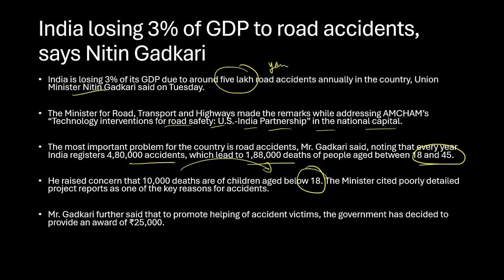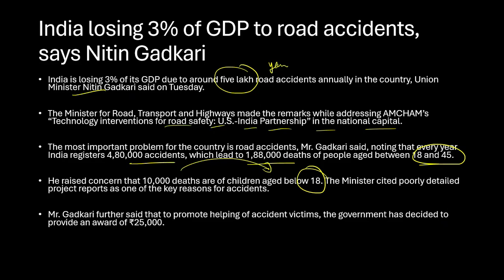Okay, the minister cited poorly detailed project reports as one of the key reasons for these accidents. Gadkari further also said that to help these accident victims, the government has decided to provide an award of 25,000. So poorly detailed projects are the major reasons. The minister emphasized the need for better road safety measures and technology interventions to reduce these accidents, and to encourage bystanders to help these accident victims. So anybody who is helping these accident victims.